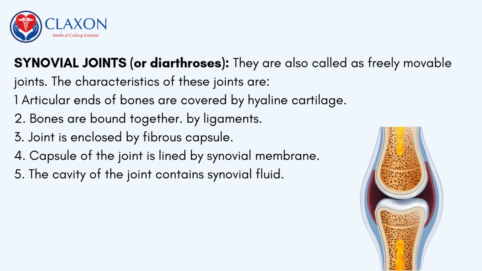Synovial joints, or diarthroses, are also called freely movable joints. The characteristics of these joints are: 1. Articular ends of bones are covered by hyaline cartilage. 2. Bones are bound together by ligaments. 3. Joint is enclosed by fibrous capsule. 4. Capsule of the joint is lined by synovial membrane. 5. The cavity of the joint contains synovial fluid.